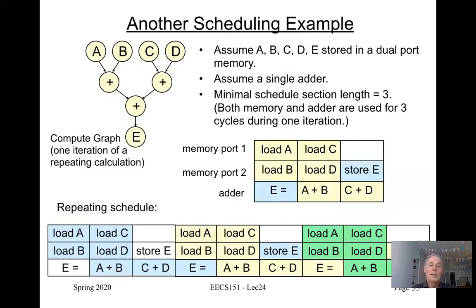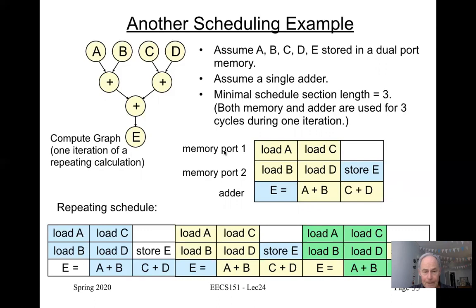I'll show you just another example so you can see this again. Here's another computation graph. Again, we're assuming this is a repeating calculation. This whole graph gets repeated every iteration of some loop. So we're going to assume that A, B, C, D, and E are stored in a dual port memory. It has 2 ports that can be either read or write, in this case. We're going to assume we have a single adder. So we can set that up this way.